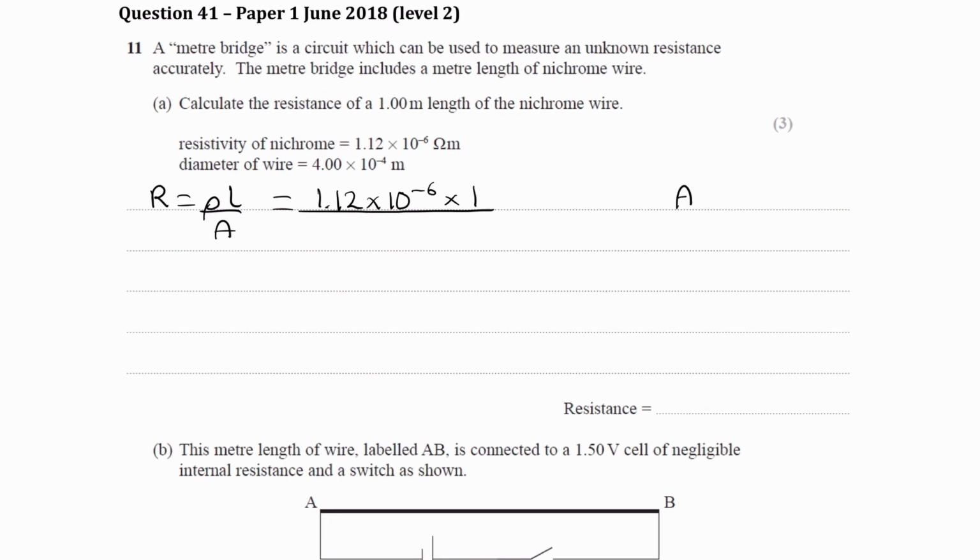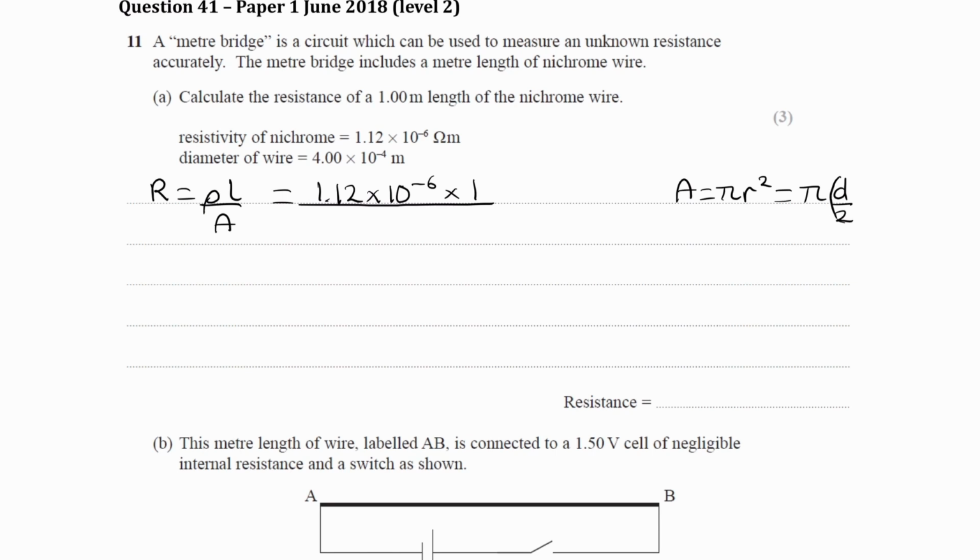So area is pi r squared. And because we're given diameter in this case, radius is diameter over 2. So our area equation becomes pi times (d over 2) squared.